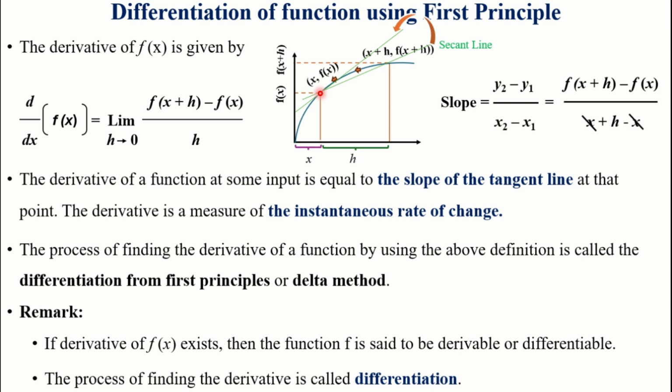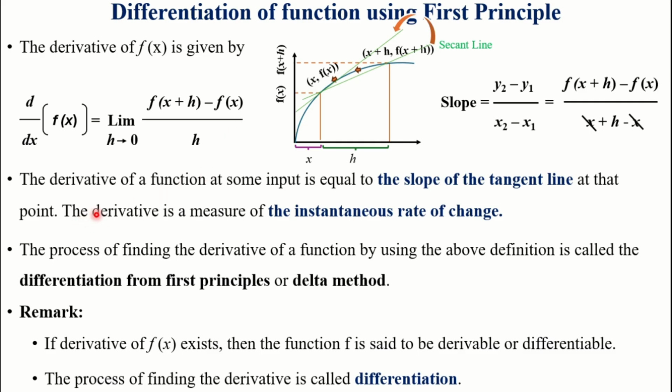How can we find it out? Here the limit is used. You can see limit h tends to 0, f of x plus h minus f of x divided by h. This is nothing but the derivative of the function. dy by dx of f of x is equal to limit h tends to 0, f of x plus h minus f of x divided by h.